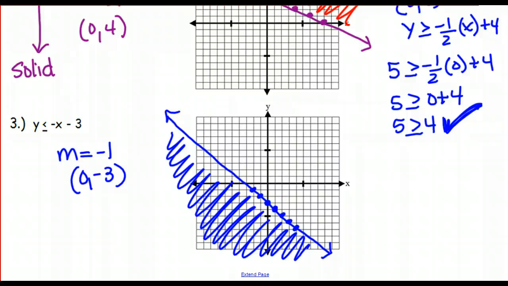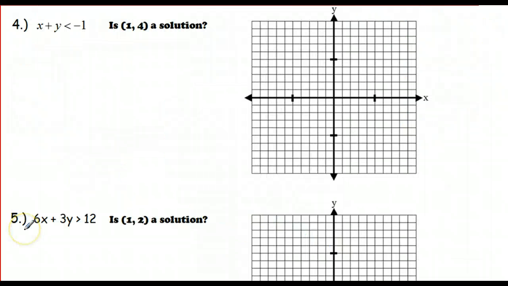Alright, there's the answer for number 3. You should have a slope of -1, a y-intercept of 0, -3, and you should have shaded below the line. Alright, let's look at the next page.